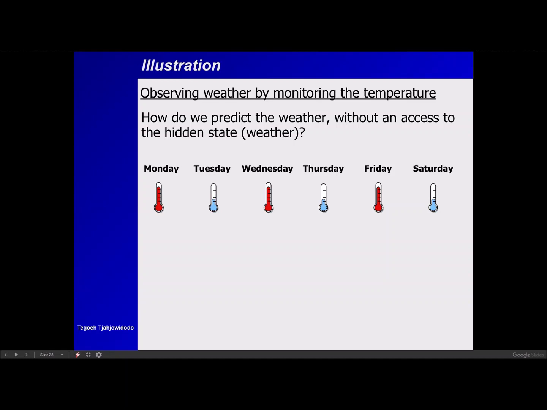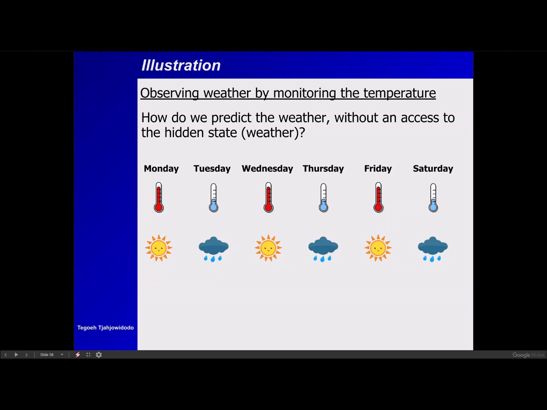If I can boldly assume that the probability of having warm temperature because the weather is sunny is 100%, as well as if the weather is rainy, the temperature 100% will be cold, then I can easily say that within these 6 days the weather will be sunny, rainy, sunny, rainy, sunny, rainy.